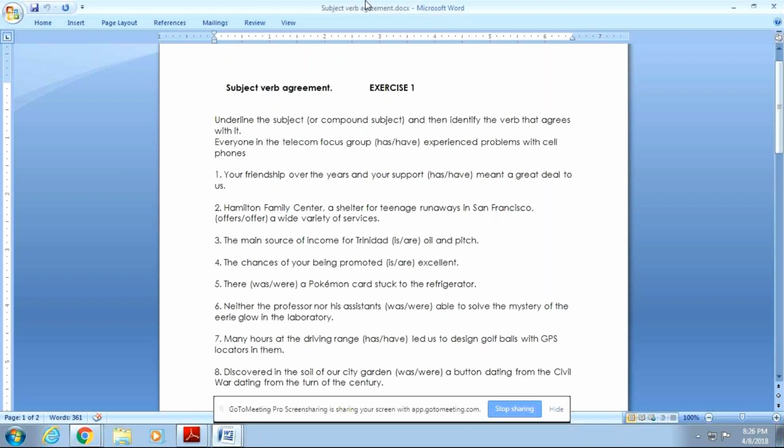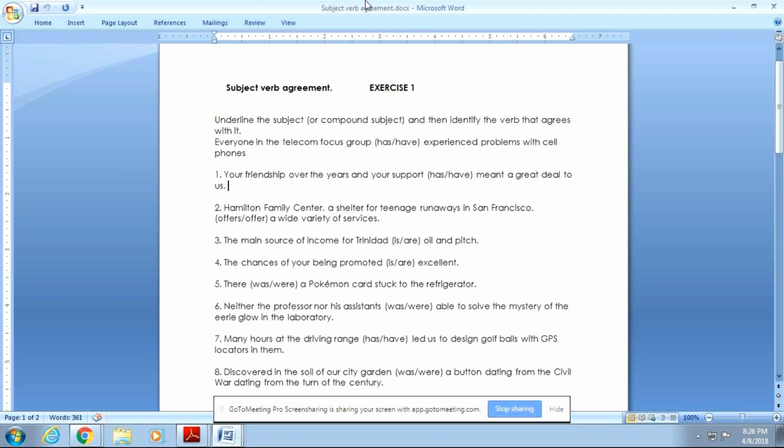Which is the nearest subject, professor or assistants? Assistants. Is it plural or singular? Plural. Then your verb is supposed to be plural. So if you ever come across correlative conjunctions, either or, neither nor, make note of that. The verb agrees with the nearest subject. That's the concept. Okay, so the right answer is: neither the professor nor his assistants were able to solve the mystery of the eerie glow in the laboratory.